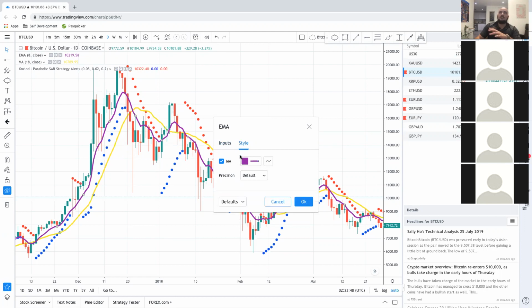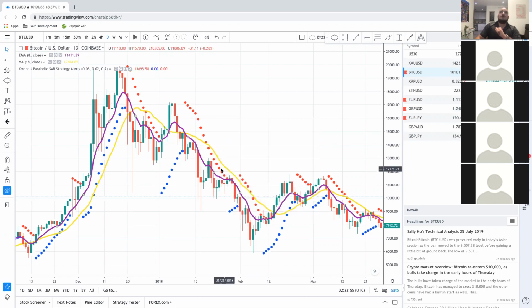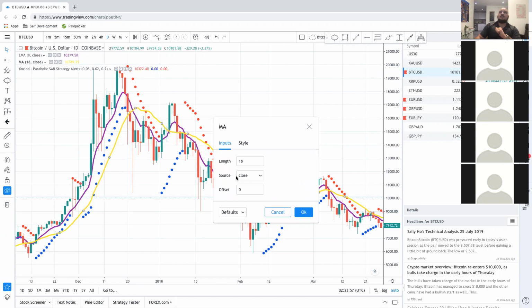You could use whatever color that you want to use. I use magenta for this, but you can use whatever you want, okay? Just something that you're going to be able to see. And then the MA is going to be 18, close, and 0. Write that down. 18, close, and 0. All right? And I just do it yellow because that's easy on my eyes.